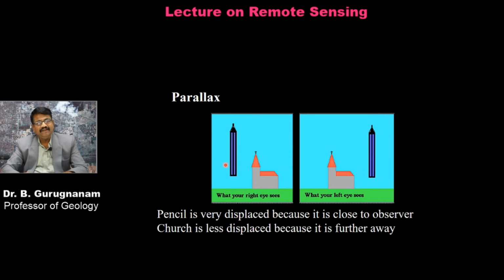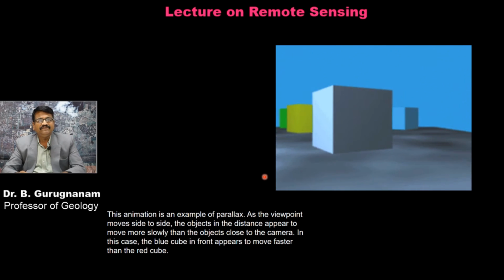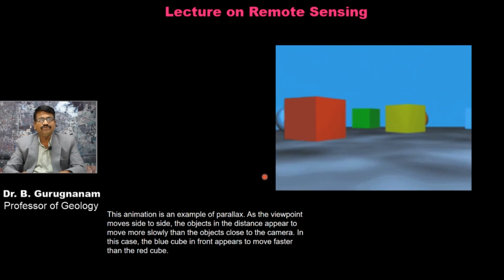A pencil looks near to you because the object is very near to you. That's why it's big. The other object is very far away from you. That pencil is displaced because it's very near to you, and the other is far away. Parallax represents the distance of the object from the left eye to the right eye. It will vary from person to person. You see, this is a very classical animation once you can understand.